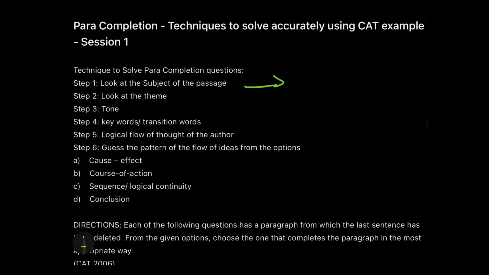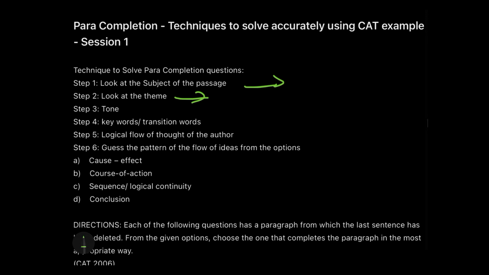So identifying the subject will be very essential in finding out which options can be very readily eliminated. Coming to the second step, which is looking at the theme. So just like we were doing in the case of para jumbles, identifying the subject and the theme would help us a lot. Either we are solving the para jumbles or the para summary or the para completion questions. So these are some basic steps which will be useful to you everywhere, on every type of question. So make sure that identifying the theme and the subject is something you are doing for a must.